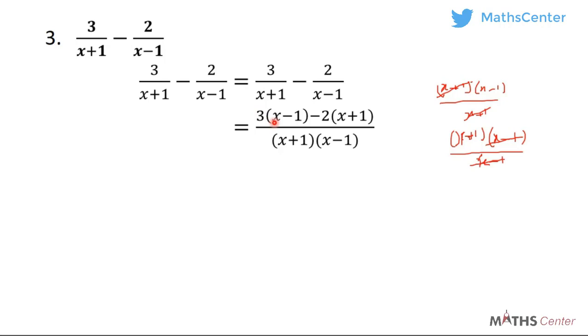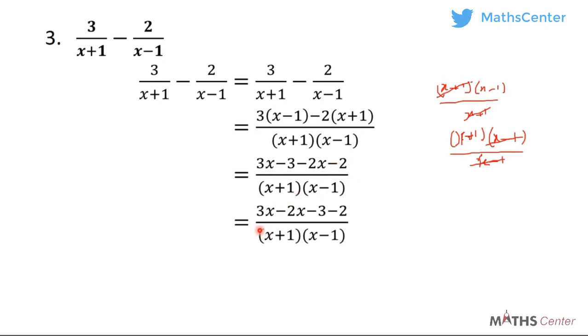So 3 will multiply x, we are going to get 3x. 3 times minus 1, you get minus 3. Minus 2 times x, you are going to get minus 2x. Minus 2 times 1 will give you minus 2, all over the LCM. So you proceed. You are going to have 3x minus 2x minus 3 minus 2 when we group like terms. 3x minus 2x will give us x, minus 3 minus 2 gives us minus 5, then x plus 1 in one bracket, x minus 1 in the other bracket as the denominator.